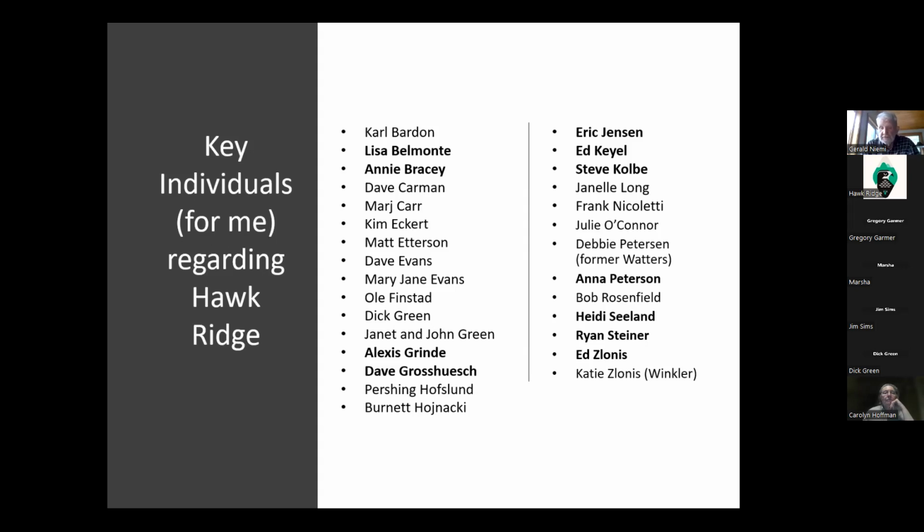But so these are some of the key individuals that, at least for me, regarding Hawk Ridge, have been important people. And some of them go back quite a ways to Ole Finstead, Jack Hofsland, et cetera, Jan Green, who's been a colleague of mine for a long time, Marge Carr, Burnett Honaki, some of those people that I got to know when I started first going to Hawk Ridge in about 1972, which is kind of an interesting time.